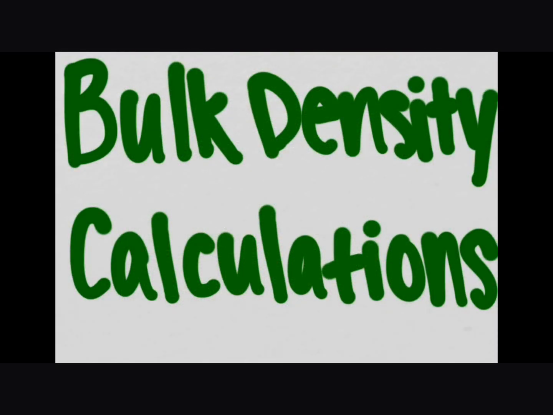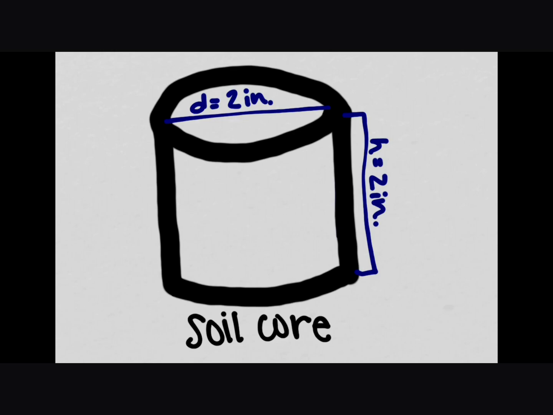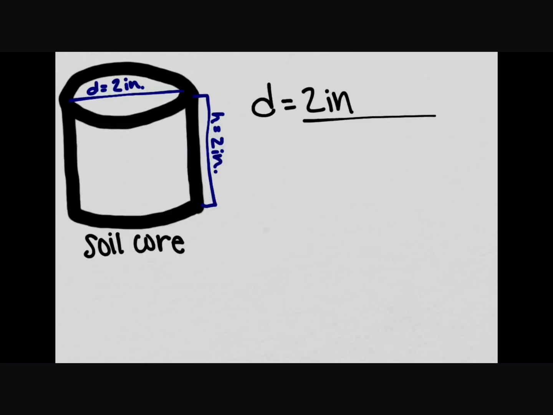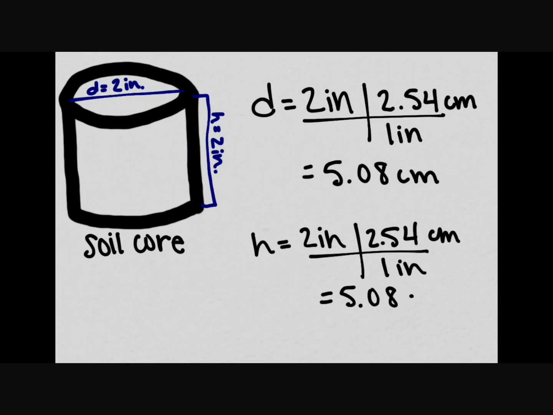Now we will talk about bulk density calculations. The first thing we need to know is the volume of the cylindrical sleeve used to collect our soil. To find the volume of the sleeve, we will need to know its diameter as well as its height. For this particular sleeve, the diameter was 2 inches and the height was 2 inches. Because we know that bulk density is reported in grams per centimeter cubed, let's convert our inches to centimeters. We know that there are 2.54 centimeters in 1 inch. So when you multiply the 2 inches by 2.54 centimeters, the inches cancel out and you end up with 5.08 centimeters for both the diameter and the height.